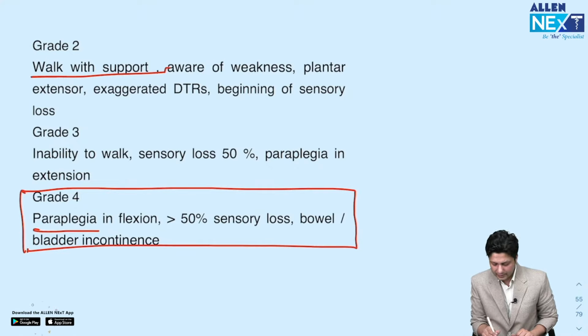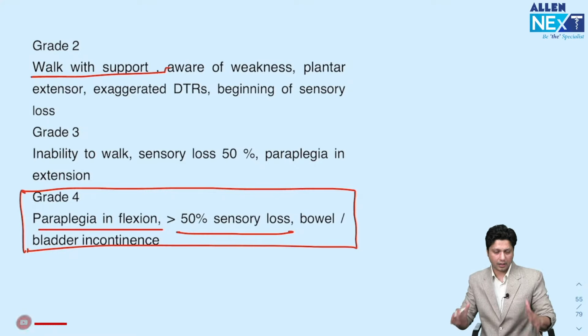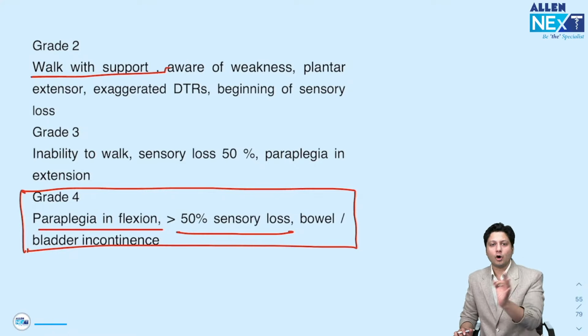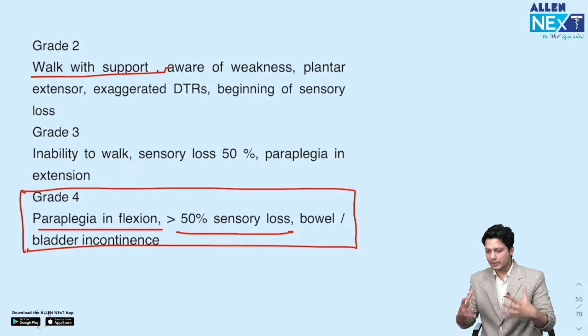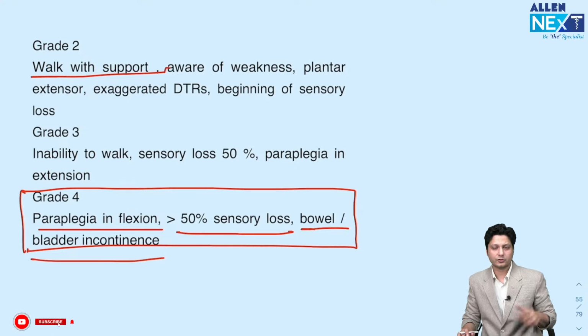That means there is paraplegia in flexion with more than 50% sensory loss in the lower limbs, and with bowel and or bladder incontinence. That means the patient won't be able to feel the defecation or urination process, so bowel and or bladder incontinence. So that is grade 4 paraplegia.